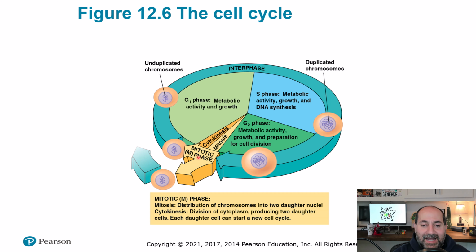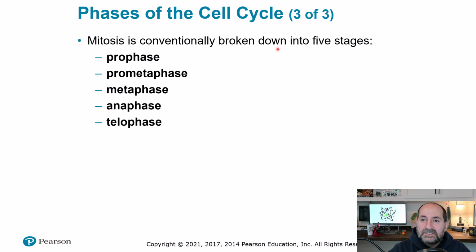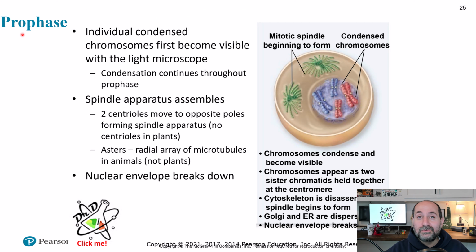This is where the cell actually divides. During mitosis, the chromosomes segregate. During cytokinesis, the actual cell separates into two. So let's go into that in more detail. Speaking of mitotic phase, or M phase, let's go ahead and start with mitosis and see what are the steps that make up mitosis. Mitosis is conventionally broken down into the following five stages: prophase, prometaphase, metaphase, anaphase, and telophase. So let's start with prophase.